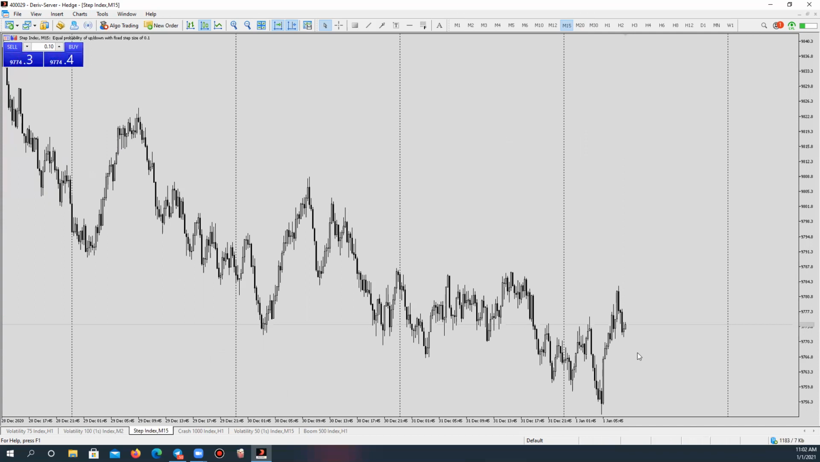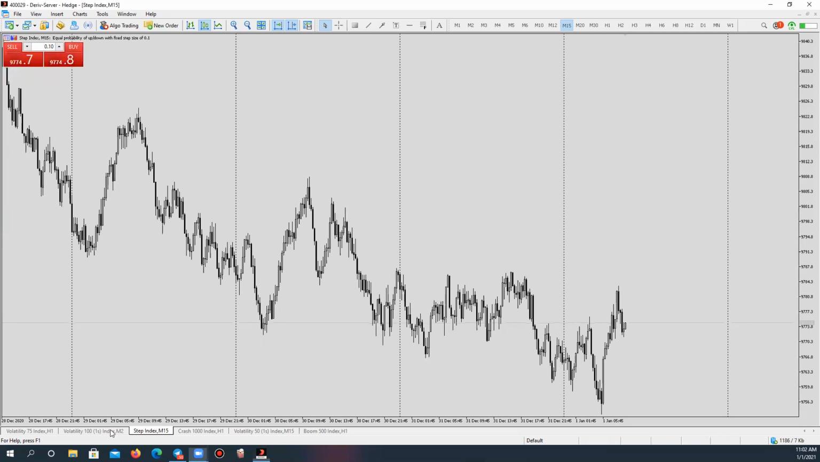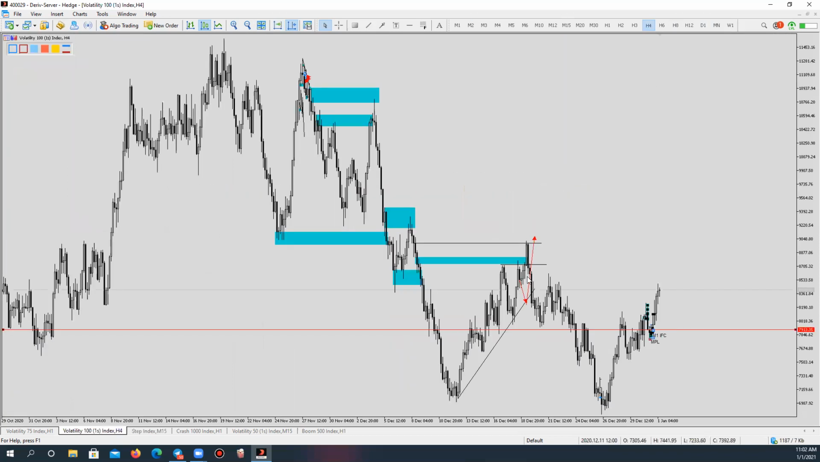It can range wherever you want, like moving in a direction. Remember last time we saw proper structure, then it took us out. More special, V100s. Bro, V100 got a nice structure. Let me show you on H4.